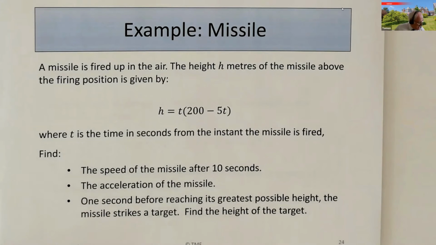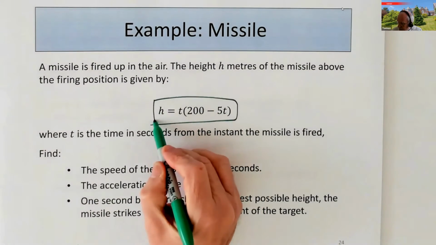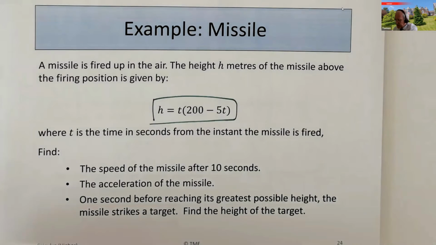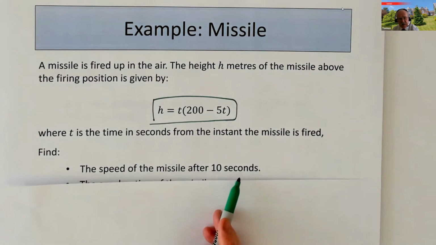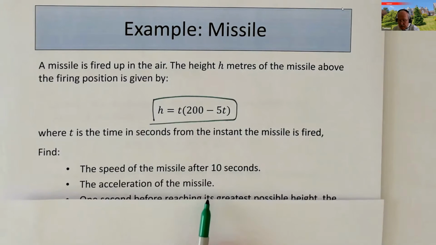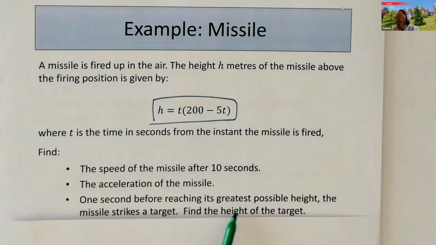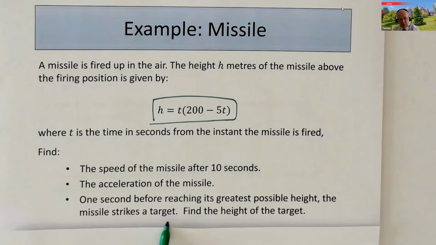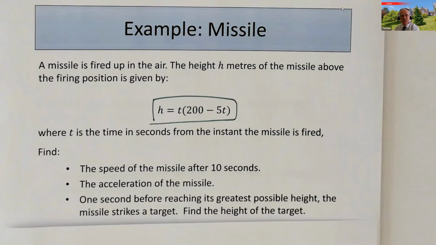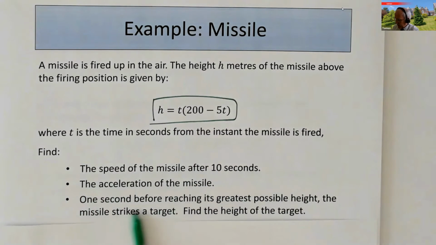So we start now by saying a missile is fired up in the air. The height h meters of the missile above the firing position is given by this equation here. You are asked in the exam question to find the speed of the missile after 10 seconds, the acceleration of the missile, and 1 second before reaching its greatest possible height, the missile strikes a target. Find the height of the target. So, we're given a formula for h, height in terms of t. Find the speed, the acceleration, and what happens before it hits the max height.